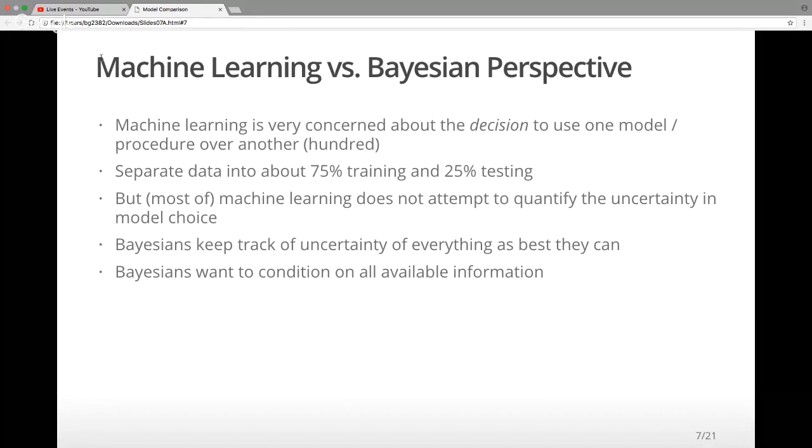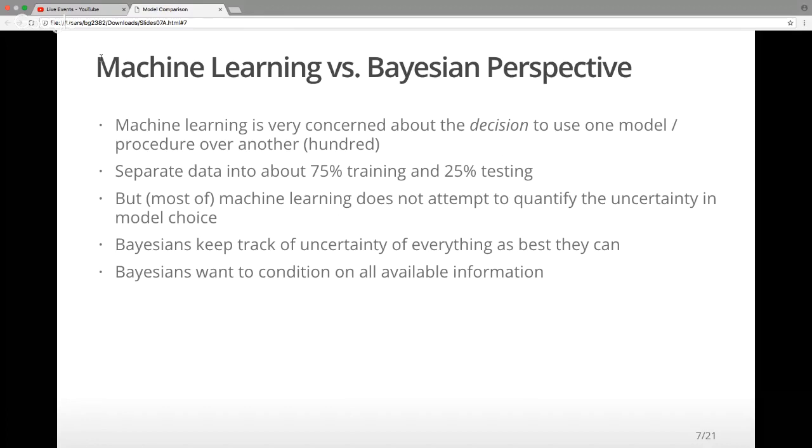And one of the things that we talked about the first day or so is that this creates an issue. Well, if you take the first 75% of the observations, call those training, and the last 25% testing, you may find that the first model that you estimate was better.